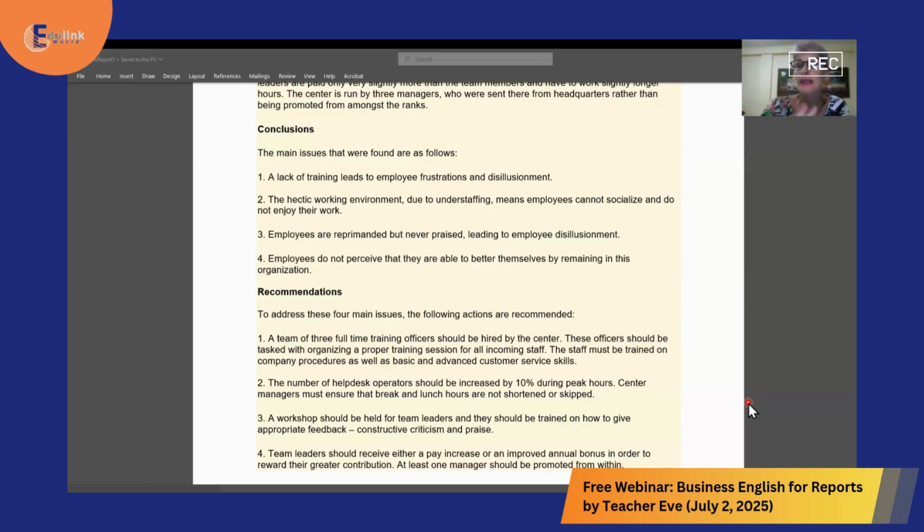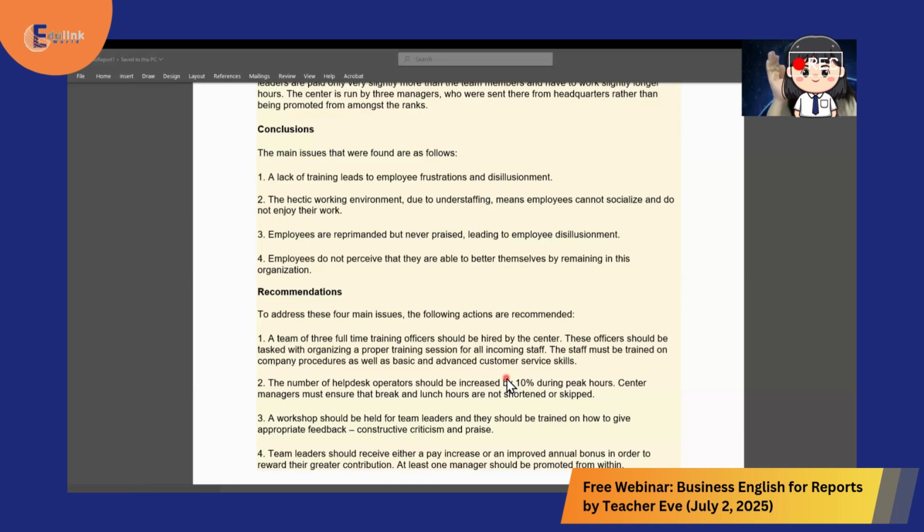But this is your standard way of writing a report. You explain why you're writing your report. You explain what is happening. You explain what you have found. And then you talk about how you could solve these problems, and make recommendations.